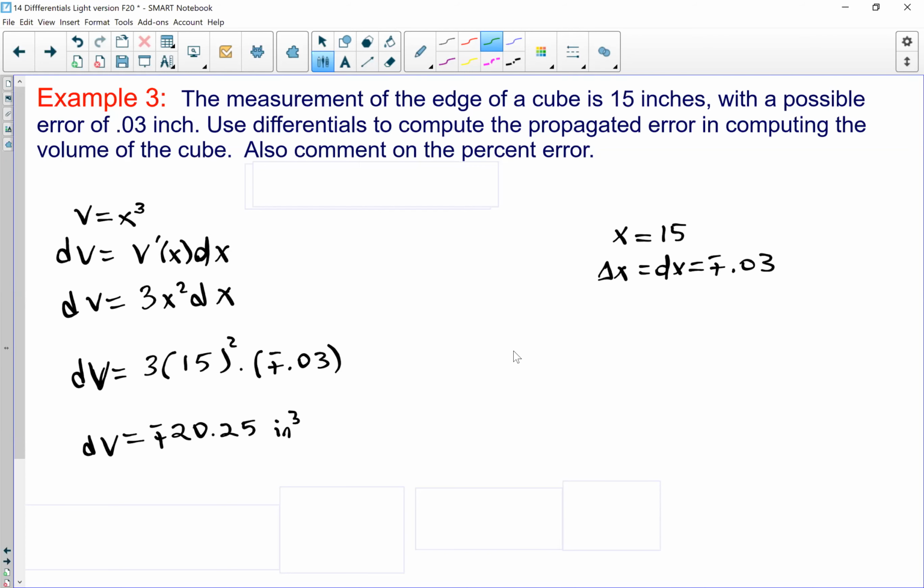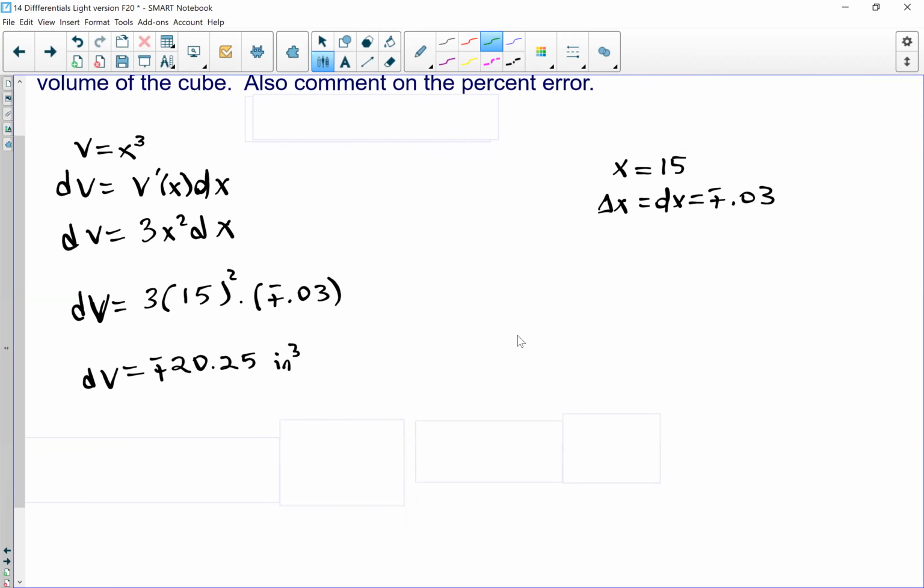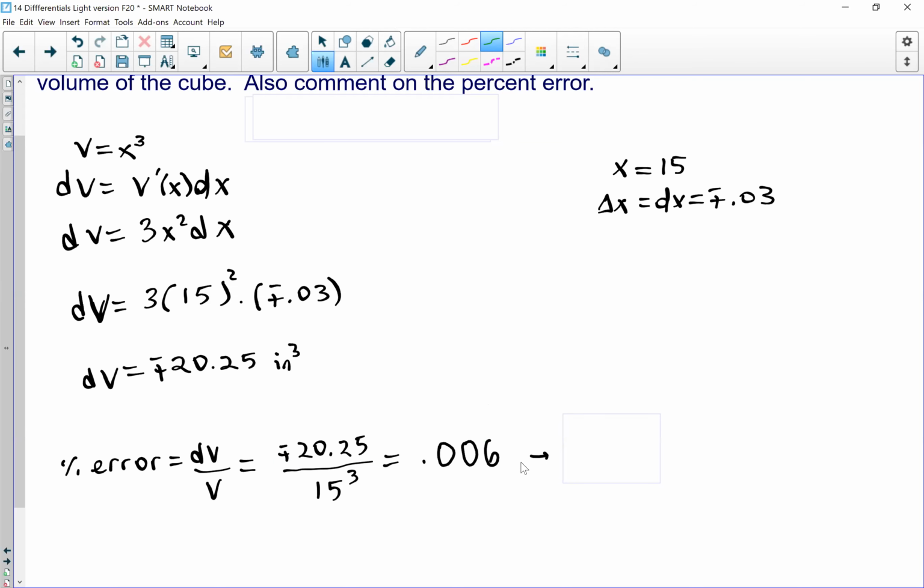And how do we find percentage error? All you have to do is dV over V, the change over the total, to find the relative change, the percentage change, right? So dV over V is what we want to find a percentage change or percentage error. Since dV is already known, 20.25, divide by V, which is x to the third. What is x? 15, right? So put that in the denominator, and from there just simplify it. And we always multiply by 100 to get the percent. So if you move the decimal two units to the right, you're going to get 0.6%.